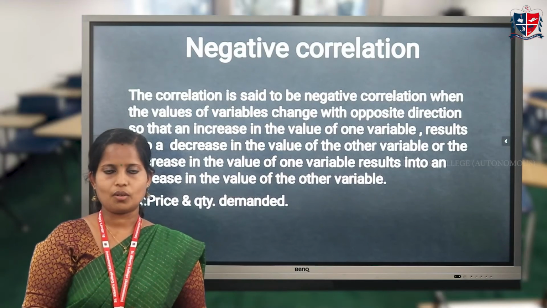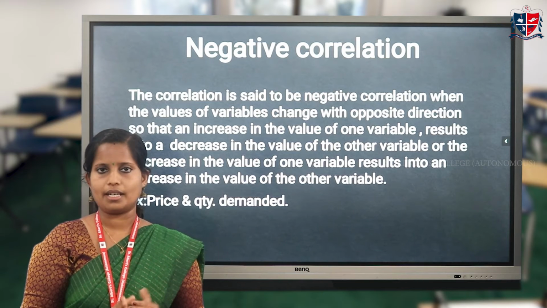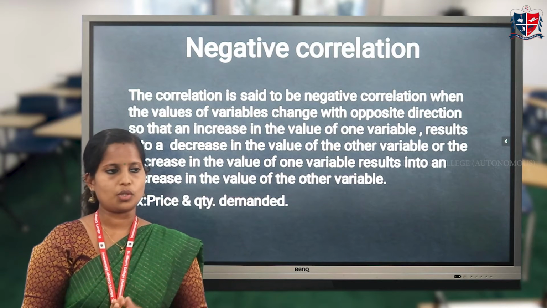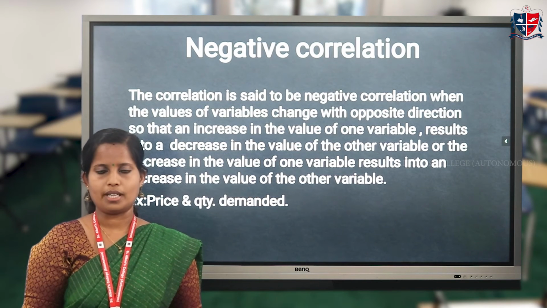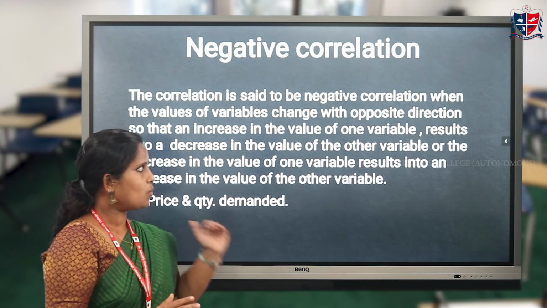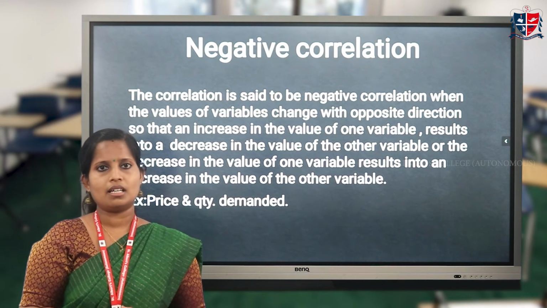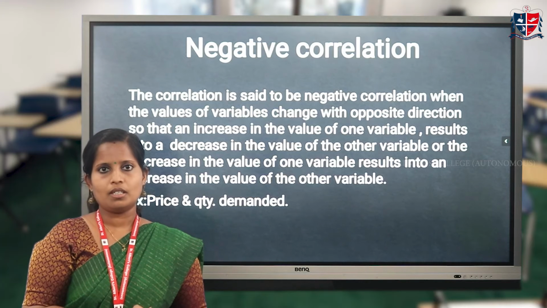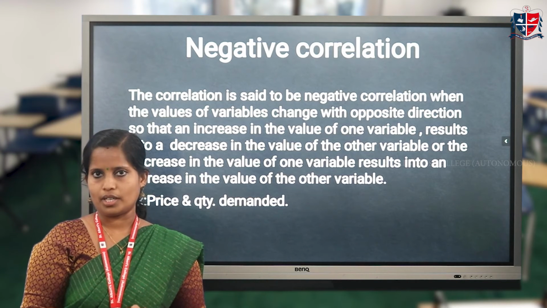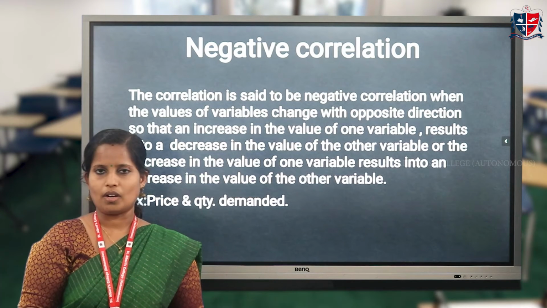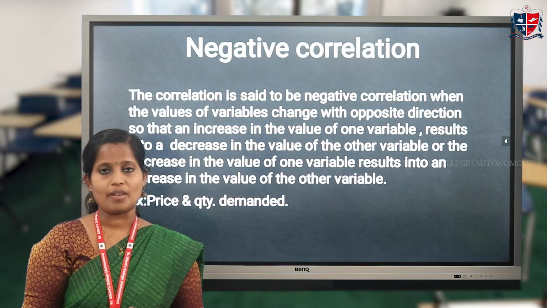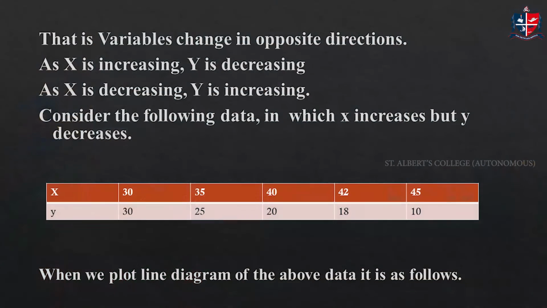So in negative correlation, the two variables move in different directions. That is, if one goes upward, the other goes downward. So that is what we mean by negative correlation. If one is in an increasing pattern, the other should be in a decreasing pattern, like the price and quantity demanded. It's a famous example of negative correlation.